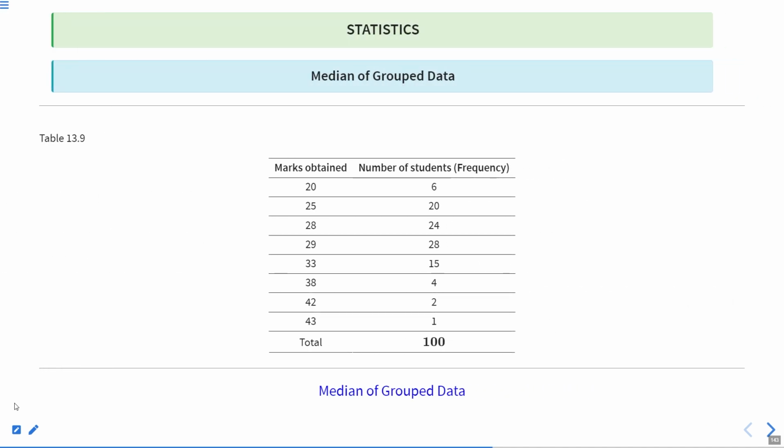So first of all, we arrange the marks obtained in ascending order: 20, 25, 28, 29, 33, 38, 42, 43, and their number of students, that is the frequency, 6, 20, 24, 28, 15, 4, 2, 1. If we add them, we get a total of 100. So the sum of frequency is 100.